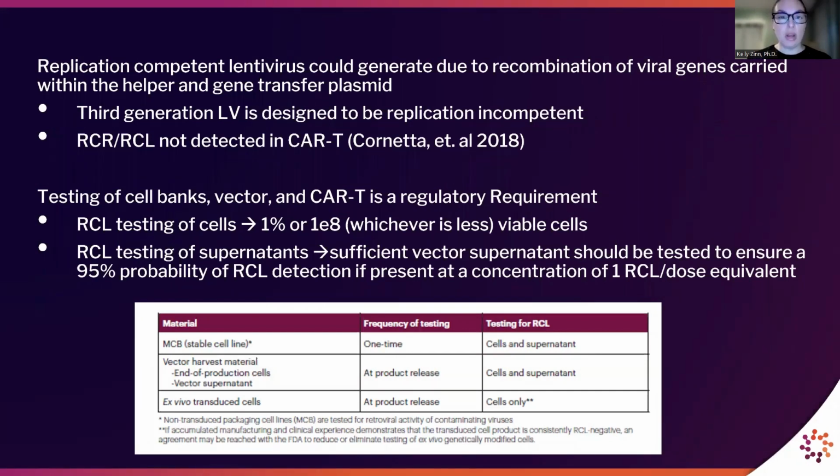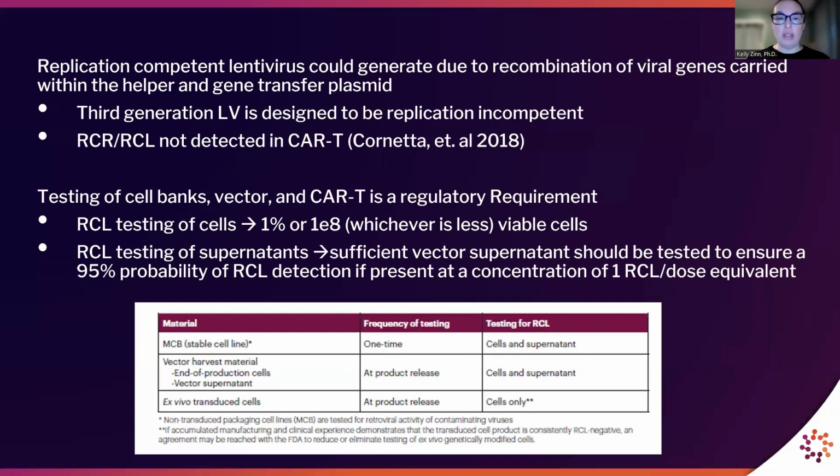And this has been summarized in a paper by Cornetta and co-authors in 2018, where they surveyed 282 transduced cell products that had been screened for RCR and listed in the National Gene Vector Biorepository. And after transduction, all 282 transduced cell products were negative for RCR. But still, the potential for pathogenicity of replication competent retroviruses and lentiviral vectors requires comprehensive testing.